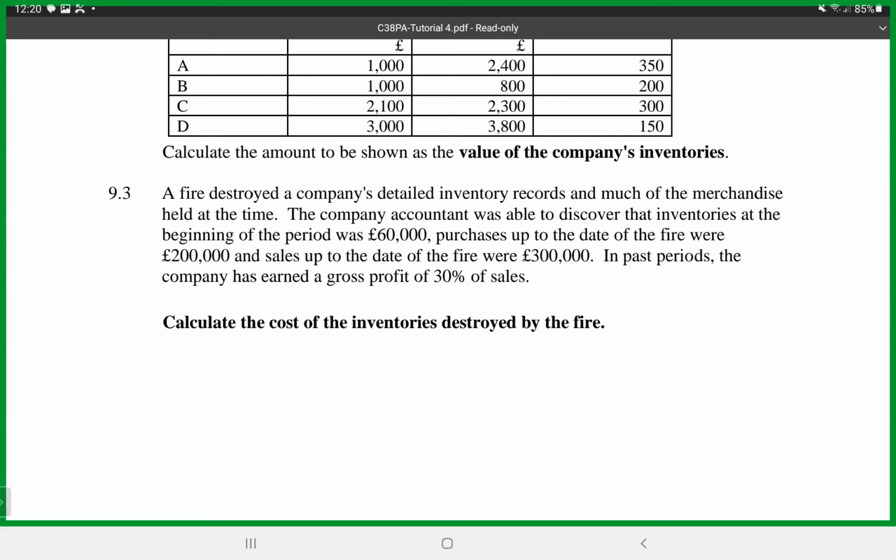Yes. So first of all, what kind of inventory is this that has been destroyed by the fire? Is it the opening inventory or the closing inventory? At the beginning of the period. So it's the opening inventory, yeah? When did the fire happen? A fire destroyed a company's inventory, much of it, according to the company accounts.